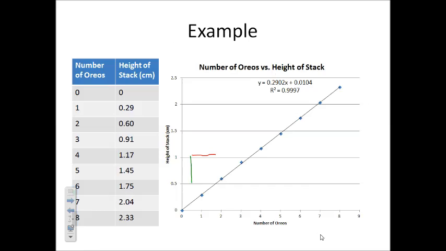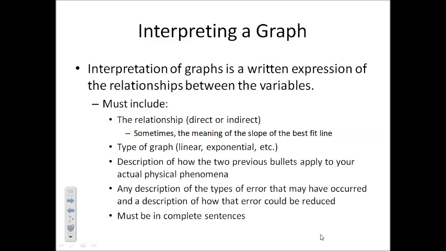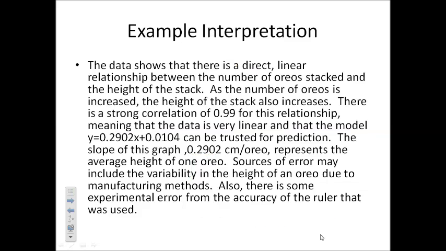All right, so that's my next description, about the physical phenomena. The next thing that I'm going to do is talk about the types of error. And so not every Oreo is perfectly the same height. There is some variability in the height of an Oreo, and this is just because of manufacturing. So not every Oreo is exactly the same. Also, though, there is some experimental error. So just by the fact that a ruler is not a perfect measuring device, we lose some accuracy. So there's some error that comes from that, and this is called experimental error.